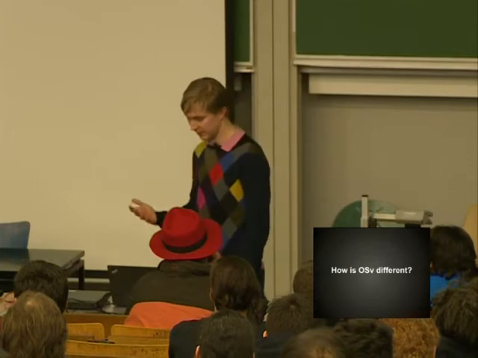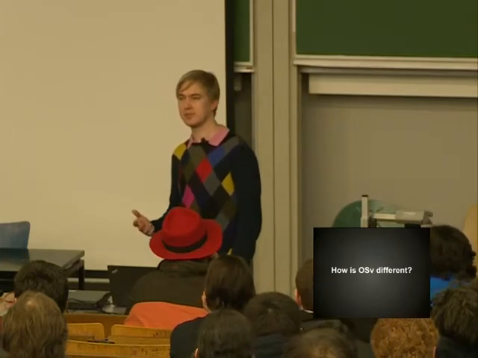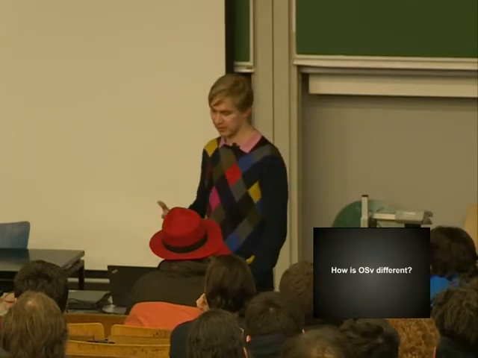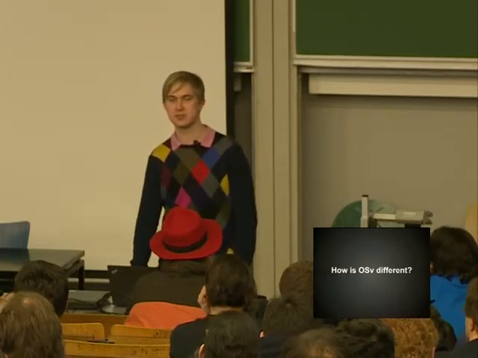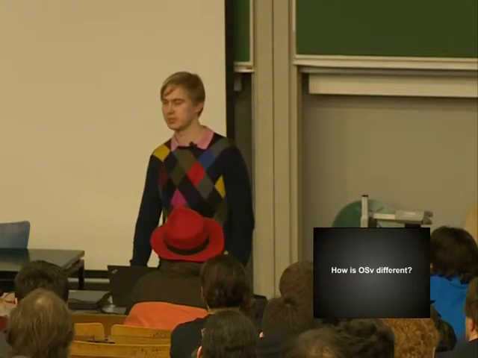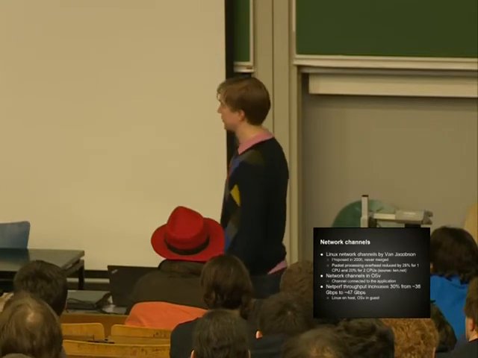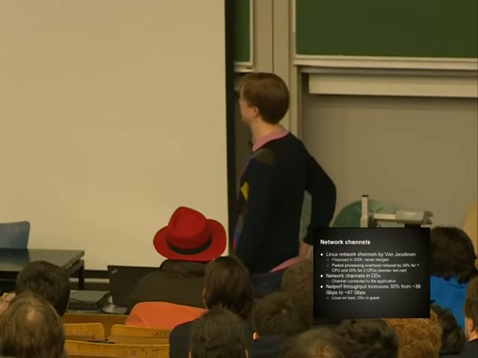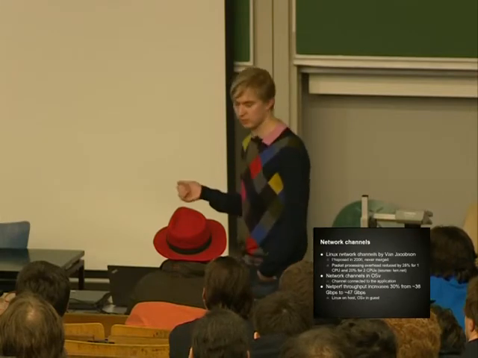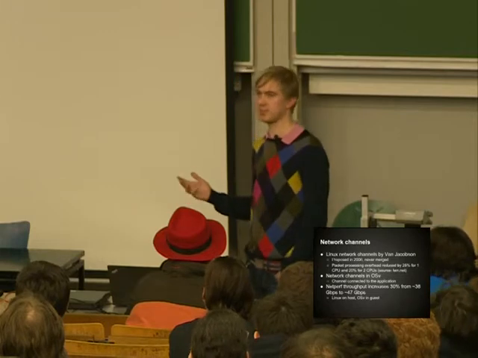So how are we different? What kind of things can we do with OSV now that we abandon a lot of the design assumptions in traditional general purpose operating systems? So networking channels. Actually, people tell me that there's something similar in BSD called NetMap or something like that. But in any case, this was proposed by Van Jacobson, the father of TCP, in 2006 for Linux. And I'm not sure what happened, but it never got merged.